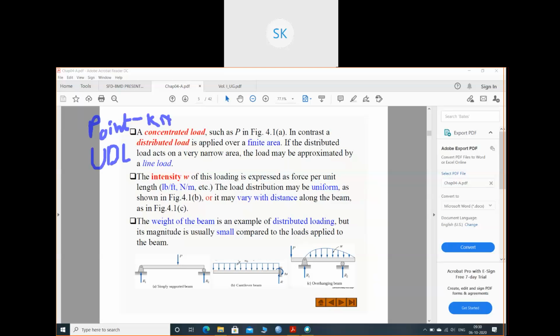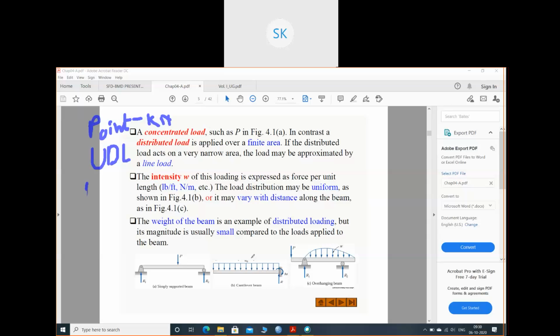So see, this load is uniformly distributed. It will have a unit of kilonewton per length. So it will be distributed throughout the section, or maybe at some section. Suppose, see in this figure, this load is uniformly distributed over the whole section. Okay, so this is UDL, and it has unit of kilonewton per meter.